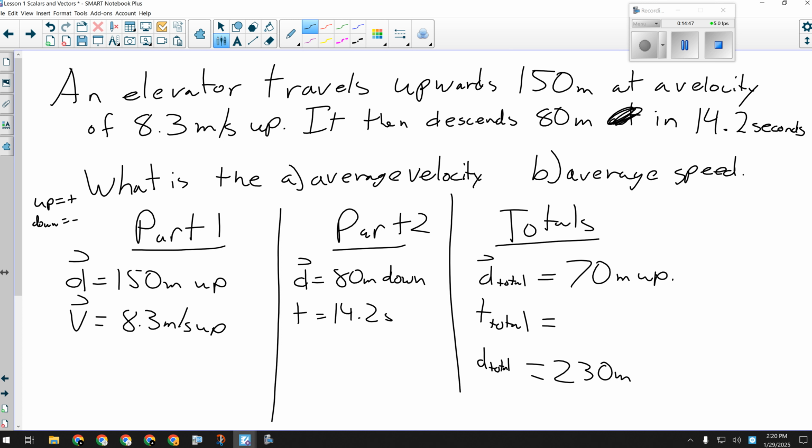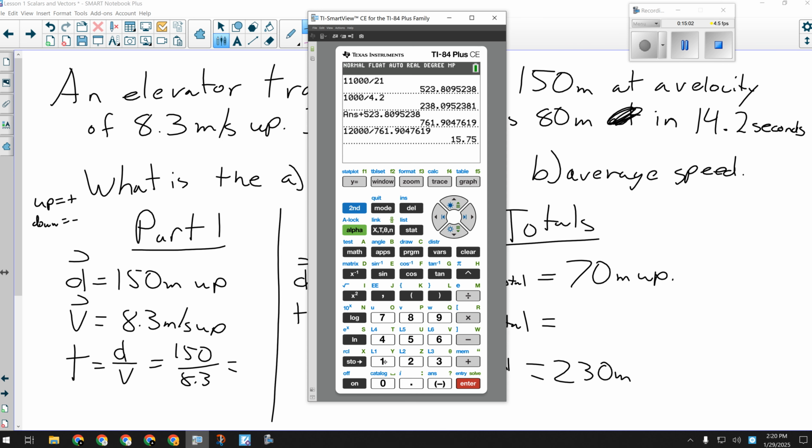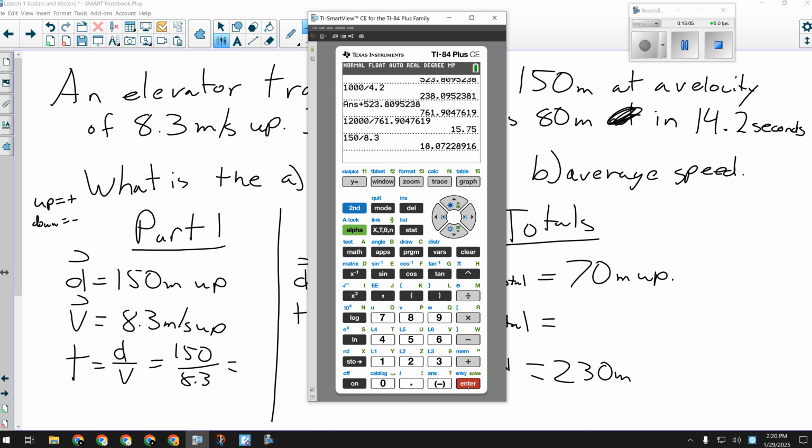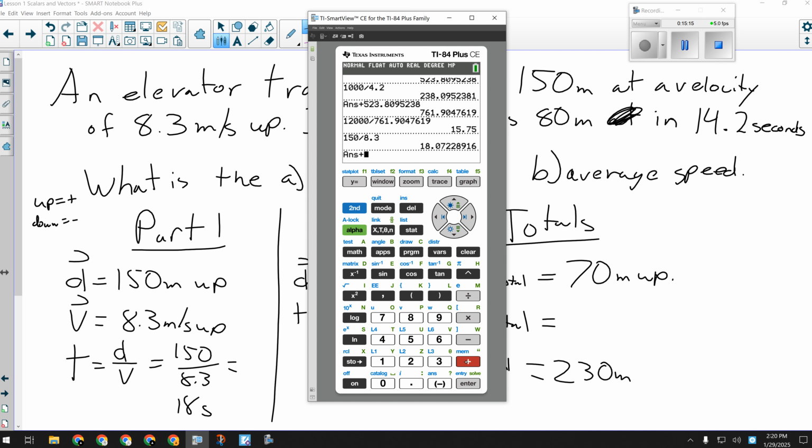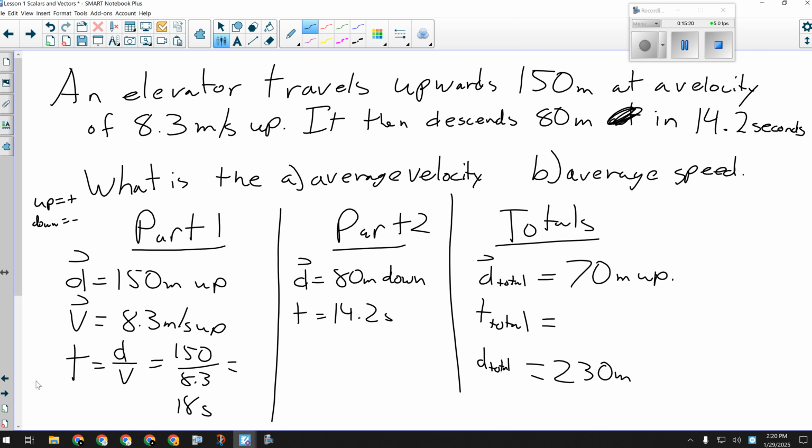Okay, I don't have the total time because right now I don't have the time for part one. Is that something I can calculate with what I have? It is. So time equals d over v. 150 divided by 8.3. Okay, so that's going to be just over 18 seconds. I'm going to add those two numbers together. All right, so I've got 32.07 seconds. I'll keep all the decimals in my calculator.